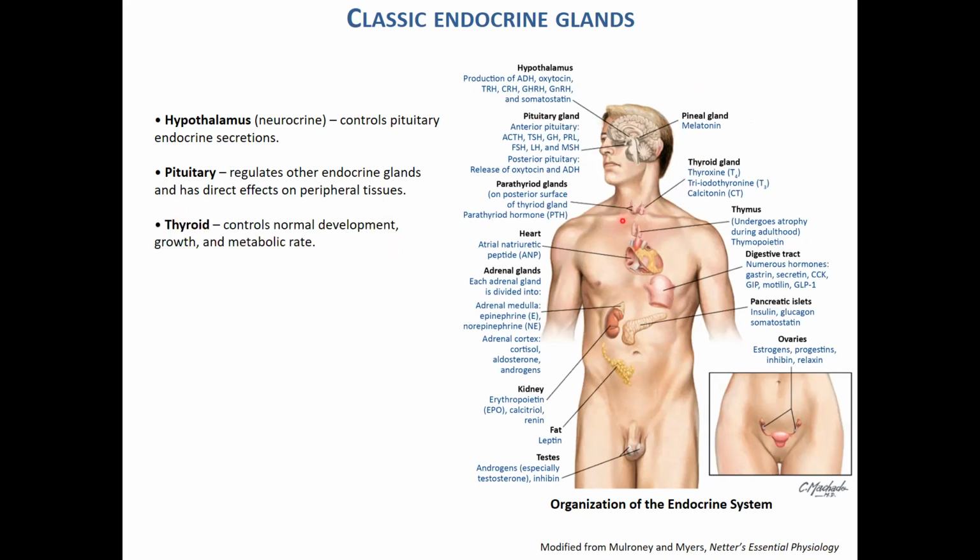Here we have the thyroid gland. The thyroid gland sits along the trachea. It produces the thyroid hormones, thyroxine and T3, and also calcitonin. This is involved in calcium and phosphate metabolism.